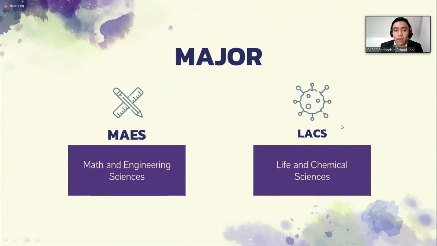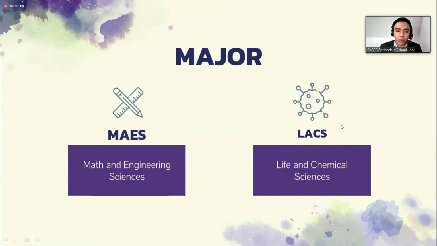In STEM, we have two majors. We call them MAES and LACS. MAES stands for Math and Engineering Sciences, and LACS stands for Life and Chemical Sciences. Generally, in the bigger picture, both substrands are still STEM. Most of the subjects are still the same, but their specialized subjects, which are their major subjects, are highly contextualized to the major that they are studying.